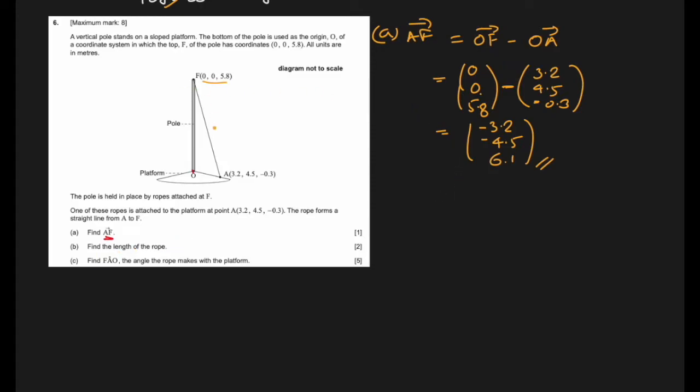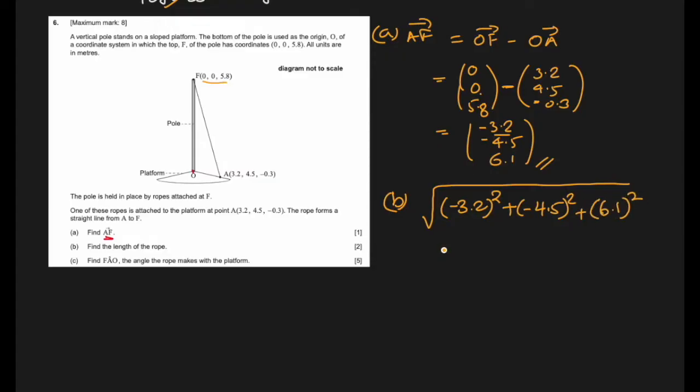Find the length of the rope. So basically AF is the vector. They are asking its magnitude. So the magnitude of this vector will be the square root of negative 3.2 squared plus negative 4.5 squared plus 6.1 squared. It comes out to be 8.228. So to 3 significant figures, it will be 8.23 meters.